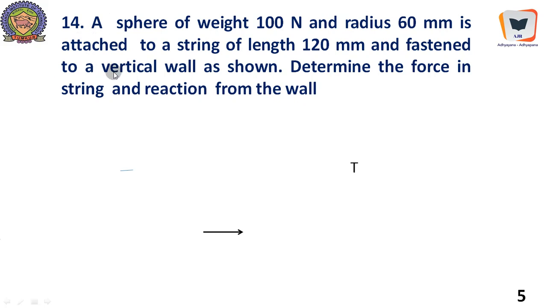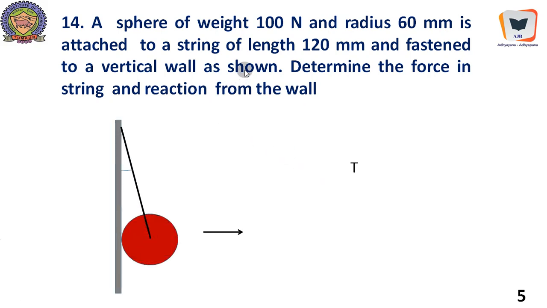And the first problem in equilibrium analysis of a concurrent force system is: a sphere of weight 100 Newton and radius 60 millimeter is attached to a string of length 120 millimeter and fastened to a vertical wall as shown.